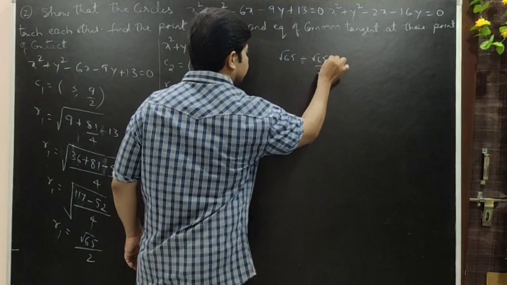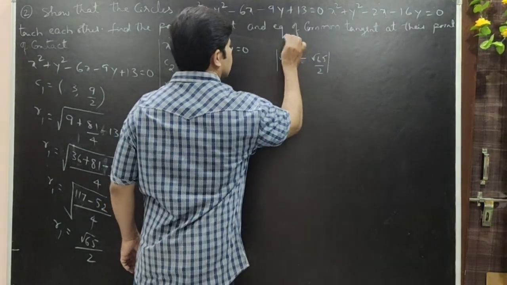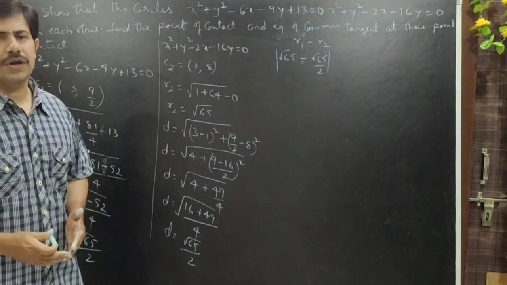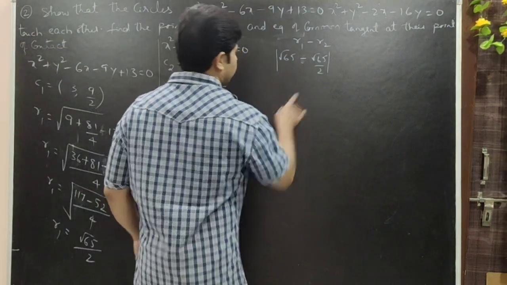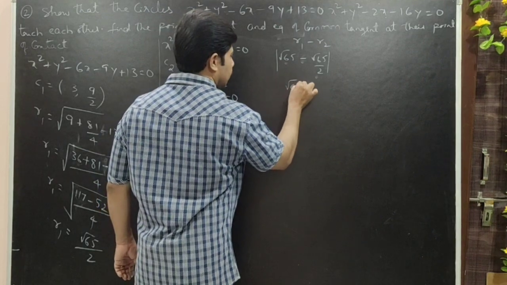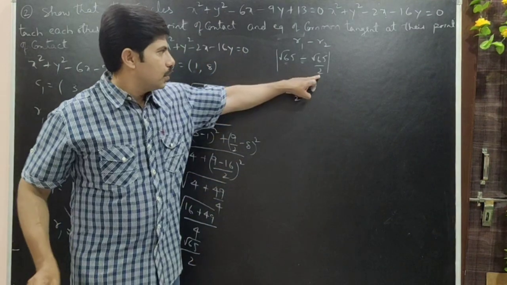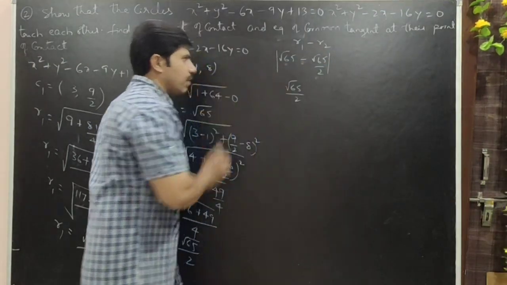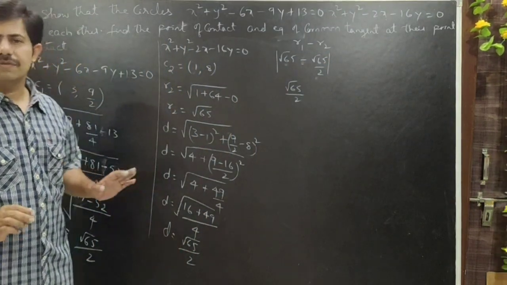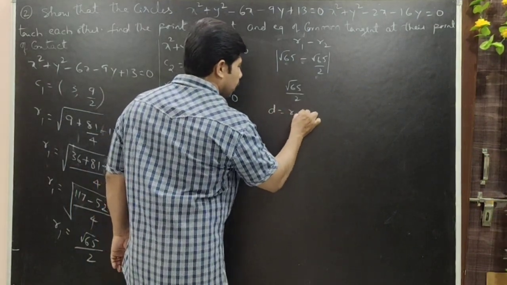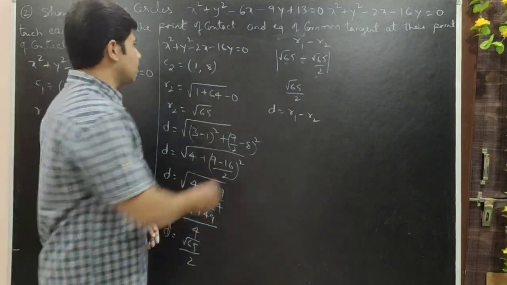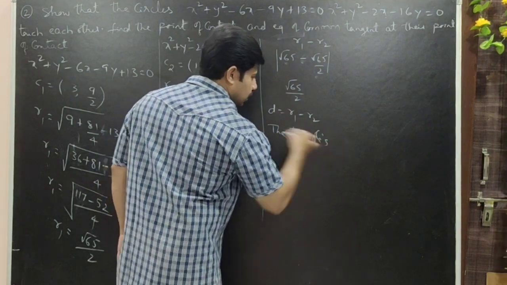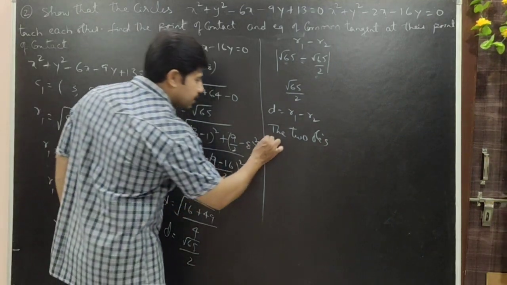So, what we do is, we don't go for R1 plus R2. Instead of that, we just check for R1 minus R2. This is R1 minus R2 we are checking. Because as R1 plus R2 is not satisfying, the second case is R1 minus R2. So, if you simplify, 2 root 65 minus root 65 is root 65 by 2. So, R1 minus R2 is root 65 by 2. And what is D? D is also root 65 by 2. So, it is very clear that D is equal to R1 minus R2. So, as D is equal to R1 minus R2, we say the two circles touch each other externally.